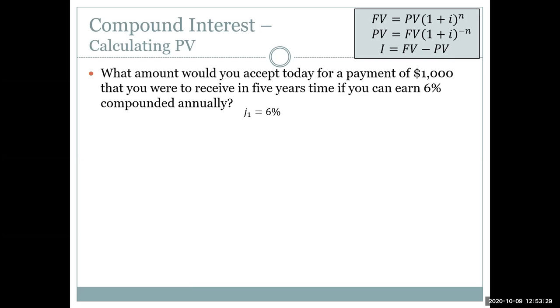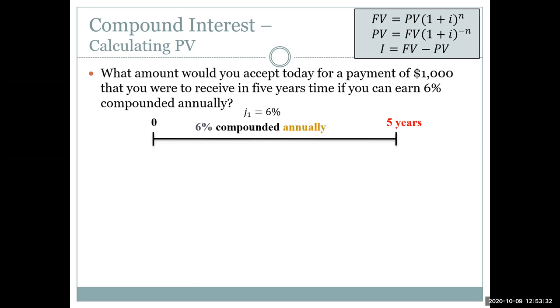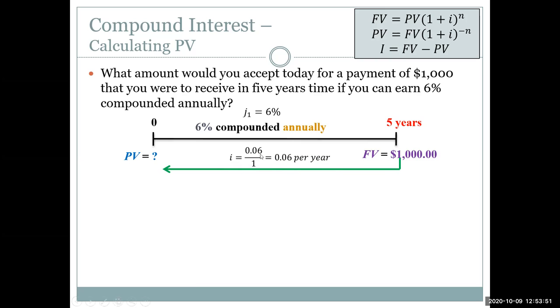There's our J1, compounding annually at 6%. There's our timeline, 0 to 5 years. This time round, our money movement line is moving from the future to the past. So $1,000 in the future is equivalent to what amount today? Same procedure. Calculate your I, your periodic rate: 0.06 over 1, because we had compounded annually, so 0.06 per year. The number of compounding periods is just 5 years, so we have the 5 years.